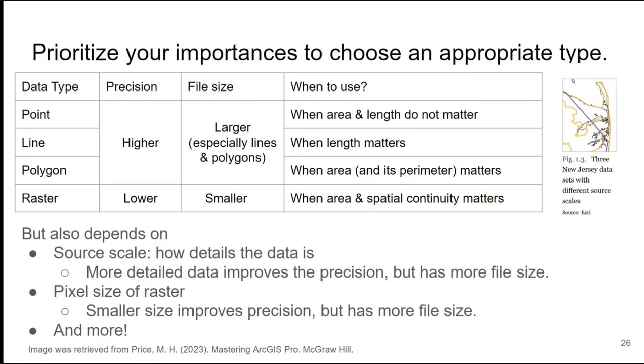There are tons of factors that affect the precision and file size. One of them is source scale, representing how detailed the data is. The black line in the right image is very detailed, but it has a large file size. Pixel size is another factor for raster data, and smaller size improves precision, but has more file size.